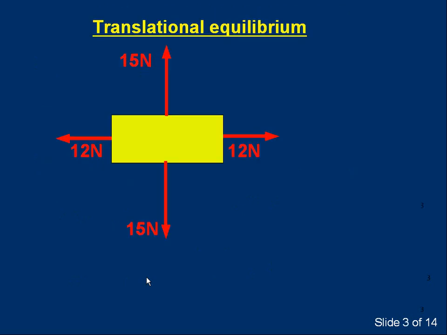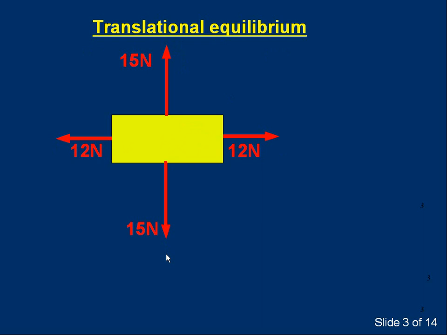Let's make a start and talk about this thing called translational equilibrium. Well, here's a simple setup. We've got an object, a box, with 4 forces on it. This box is in equilibrium because if you look carefully, 12 newtons to the left will be cancelled by 12 newtons to the right, 15 up cancelled by 15 down. The resultant, the total force, the vector sum of those 4 forces, is 0.